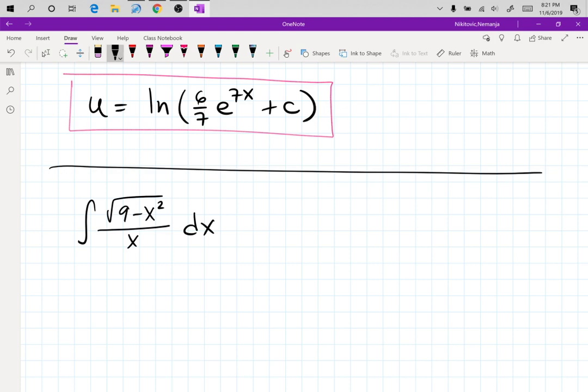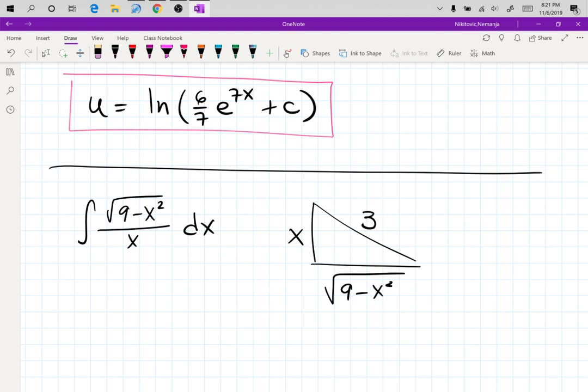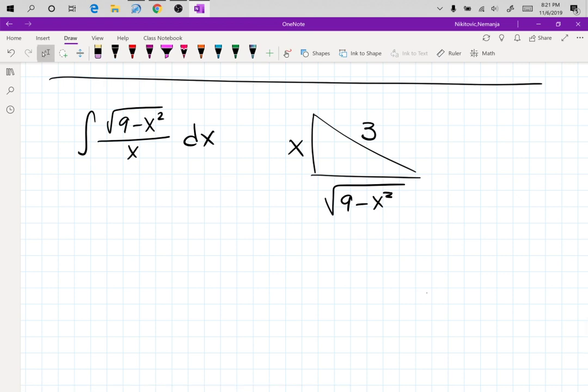Who's excited? Apparently only me. All right, fine. We draw our triangle, right? The first number is 9. Square root of that is 3. Because it's a minus, it has to be the hypotenuse. We're going to put x over here, and our square root of 9 minus x squared there. If you don't like it, switch it. X and the square root can swap places, if this is your theta here.